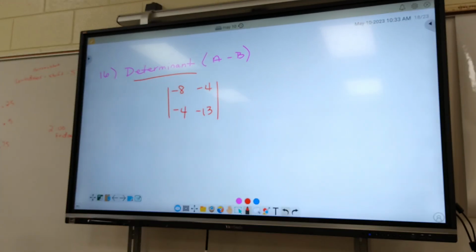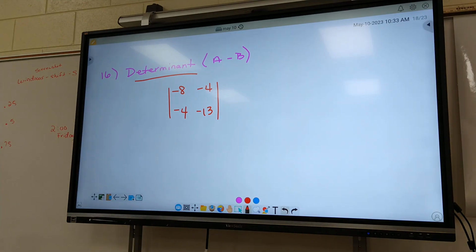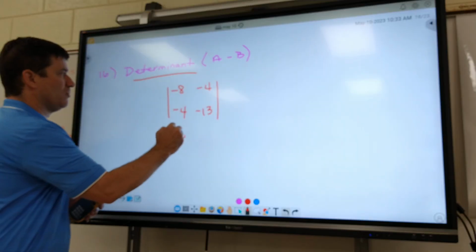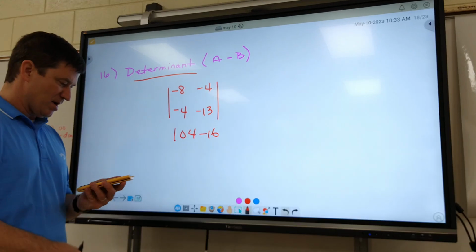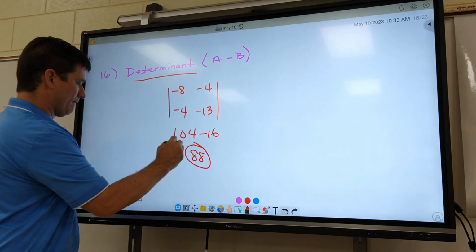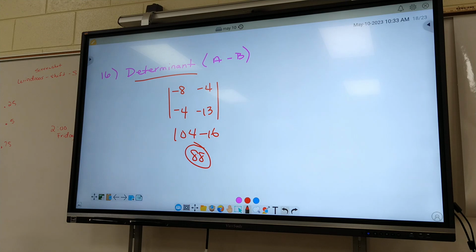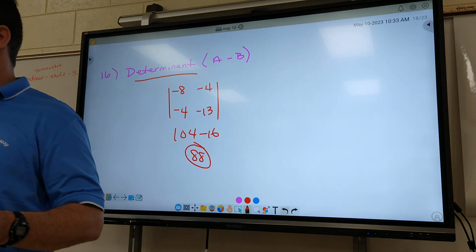This one was a piece of cake. 8 times 13, I got 104 minus 16. My answer is 88. So the only one I'm really concerned about y'all messing up on that section is 15. The rest of them are pretty short.